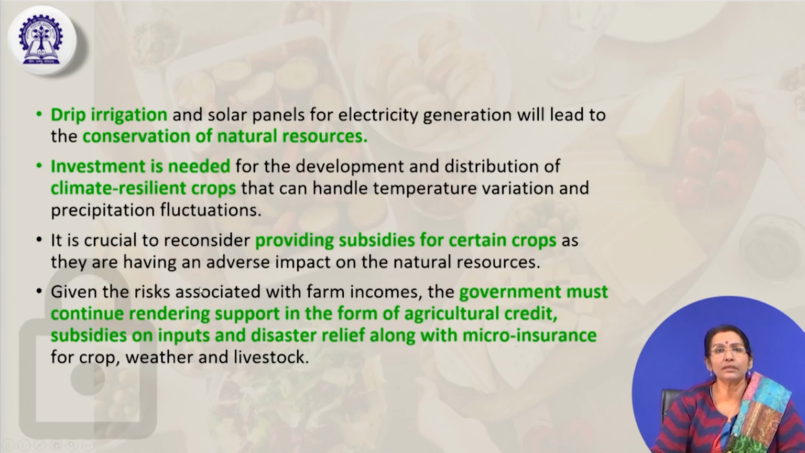Sometimes the government must also continue to render support in the form of agricultural credit and subsidies, inputs, disaster relief, microfinance, and micro insurance for crops, livestock, etc. The government also needs to monitor this regularly and render support in terms of various facilities and privileges, including disaster relief, micro insurance, and microfinance to all farmers and rural people.